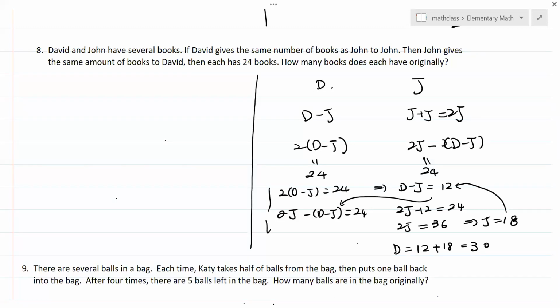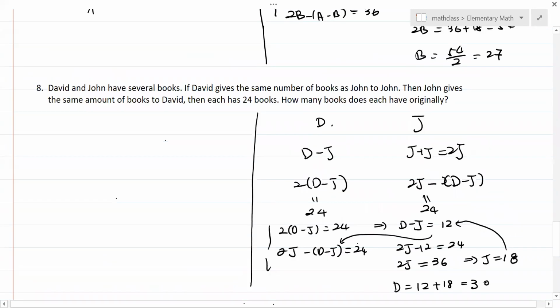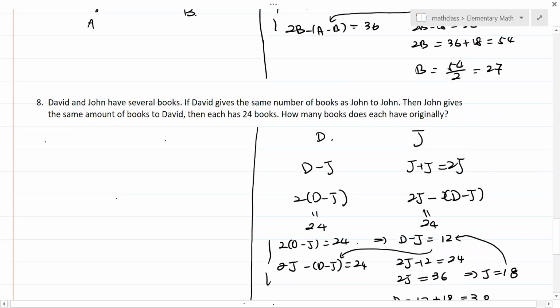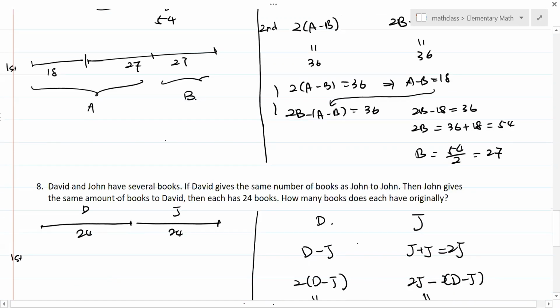The picture is much easier to do that. We can do similar things. So each of them has 24 books. Here's David and John at the end. That's the first day.